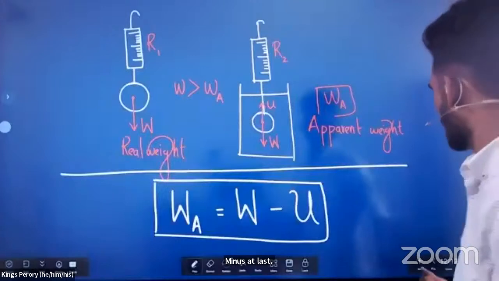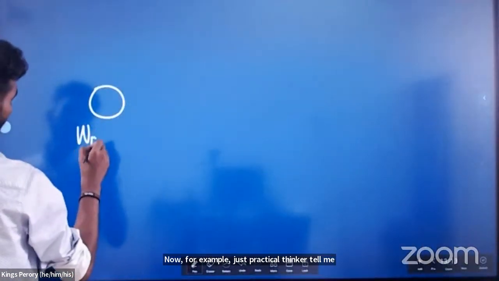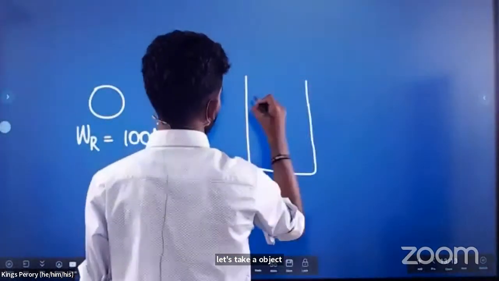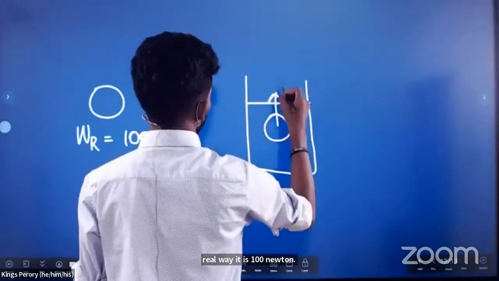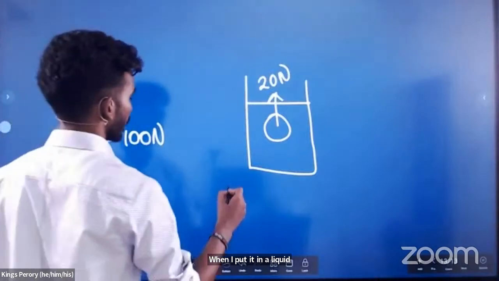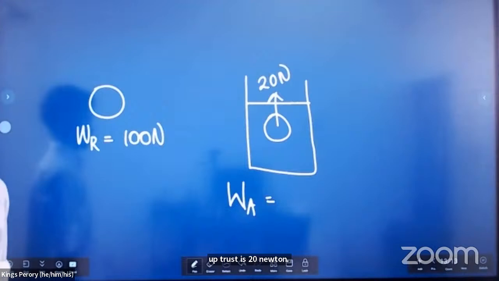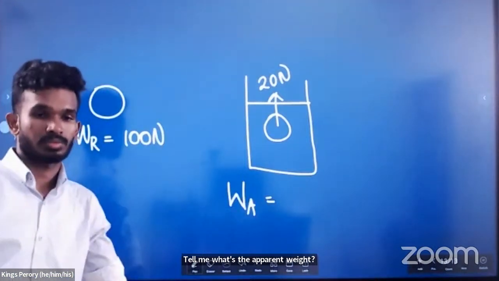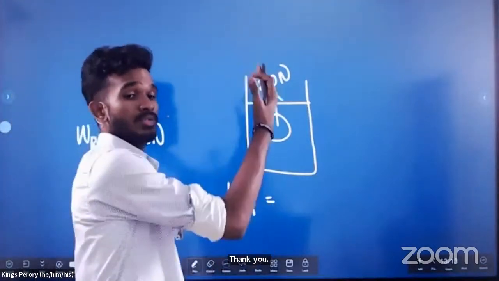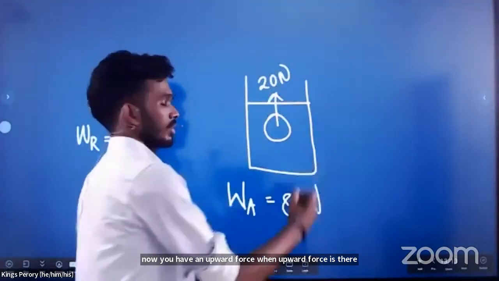Now, for example, let's take an object whose real weight is 100 Newton. When I put it in a liquid, upthrust is 20 Newton. Now tell me, what's the apparent weight? 80 Newton. Really, it has 100 Newton. Now you have an upward force. When the upward force is 20 Newton, the final downward force will be 80 Newton.